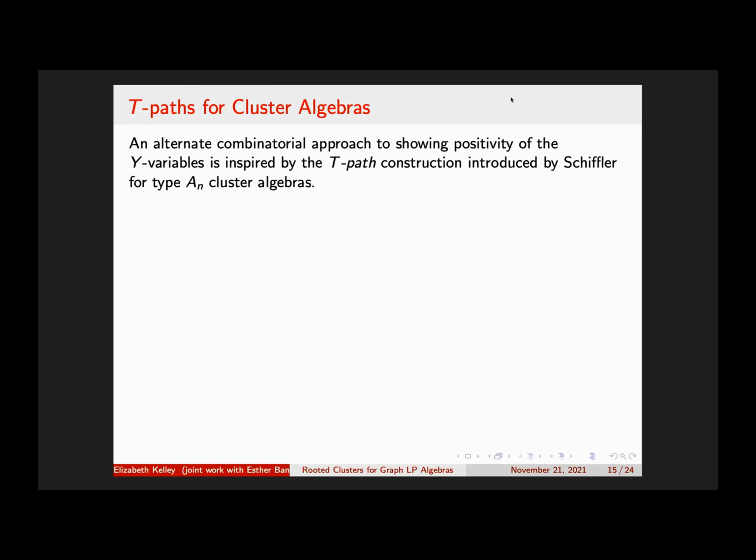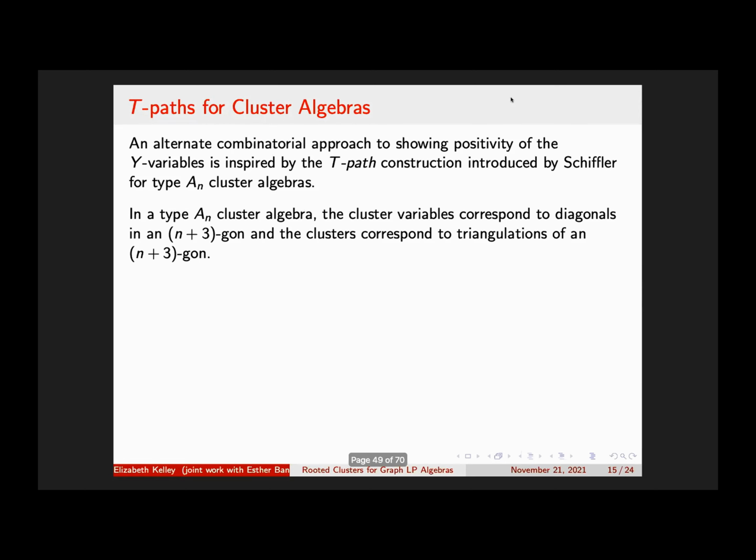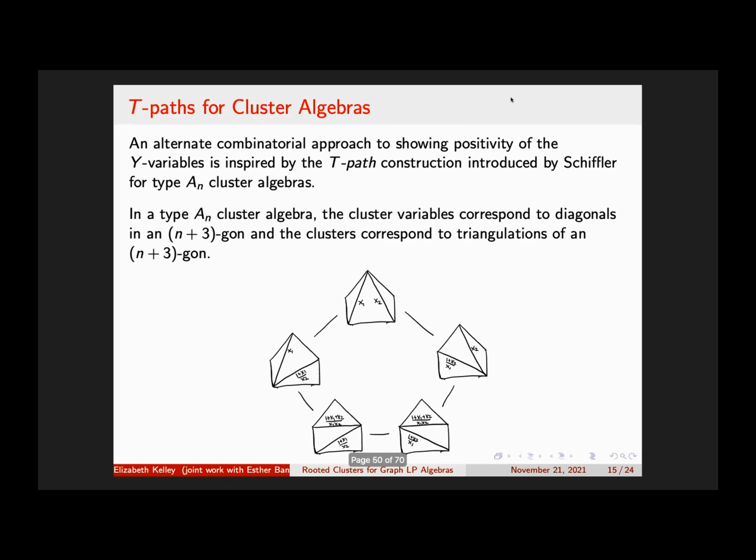And if you are familiar with cluster algebras, you know that there are these constructions called T-paths that are one way to prove positivity in certain types of ordinary cluster algebras. I'm not going to step through all the details, but the idea is that in certain types of cluster algebras, there's a model of the cluster algebra in terms of a triangulated surface. In particular, for type A_n, there's a model in terms of triangulated polygons.